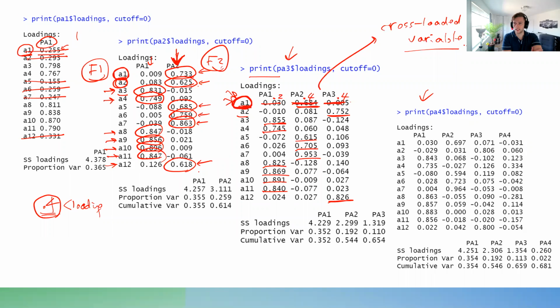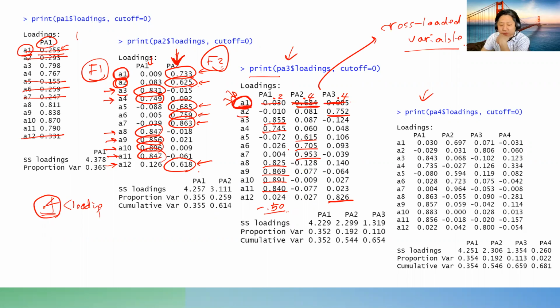Okay. Phil, I have a question. Yeah. So let's say in a case where we get a negative 0.5, would it be, is it tradition to say, okay, this is a reverse coded item for that scale? Yeah.